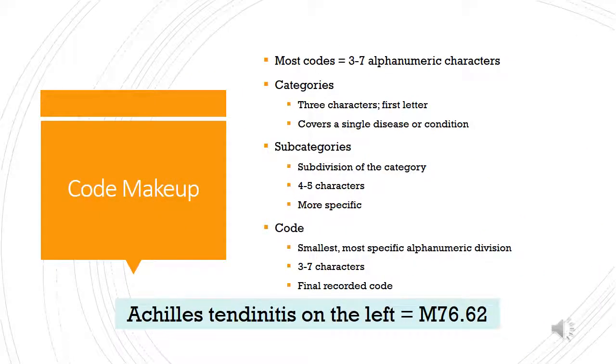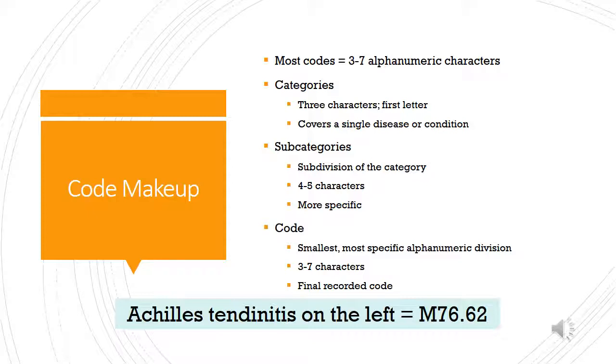The textbook explains the alphanumeric characters that make up an ICD-10 medical code. Most final codes have 3 to 7 alphanumeric characters. For quick review, the first 3 characters are a category. The first character is a letter. Subcategories are terms that further describe a condition or injury and include 4 to 5 characters. The final code is the most specific alphanumeric entry and can contain 3 to 7 characters. This is the final code that is recorded and submitted on an insurance claim.